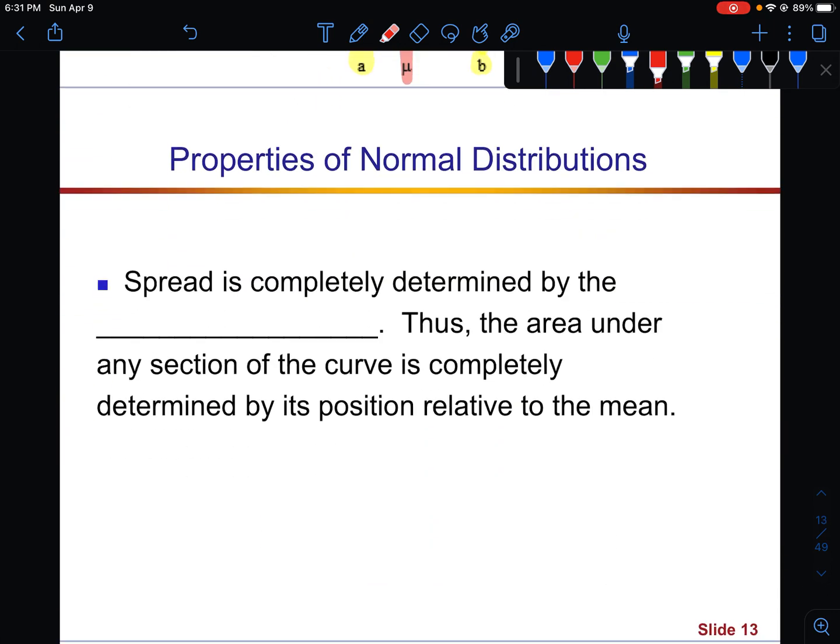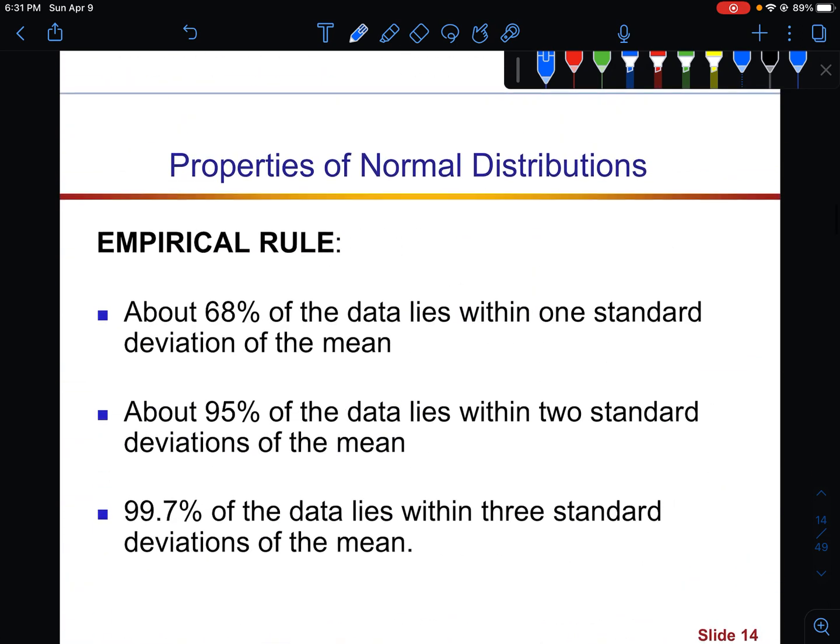So some properties of normal distributions: the spread is completely determined by the standard deviation, which we found in our last unit. We've been able to calculate that, and that's basically the average of how far each data point is away from the mean. So when we identify that, the area under any of these sections is completely determined relative to the mean. So we'll find the mean, find the standard deviation, and that'll help us set up our bell curve or normal distribution.